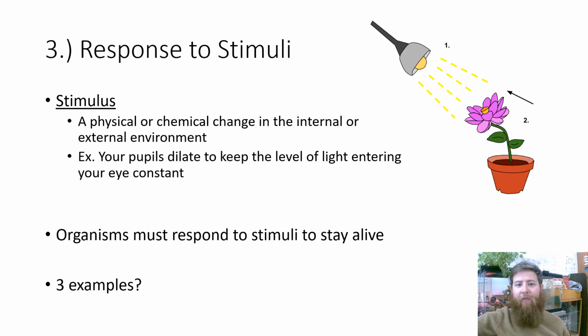All organisms have to be able to respond to stimuli. And this is any physical or chemical change in the internal or external environment. For us, our pupils dilate to keep the light level entering your eye constant. But for plants, this might be something like growing towards the light. It might be something like growing down in response to gravity. It might be something like the daylight hours are getting longer, so I'm going to drop my leaves so that I can save energy going into the winter.